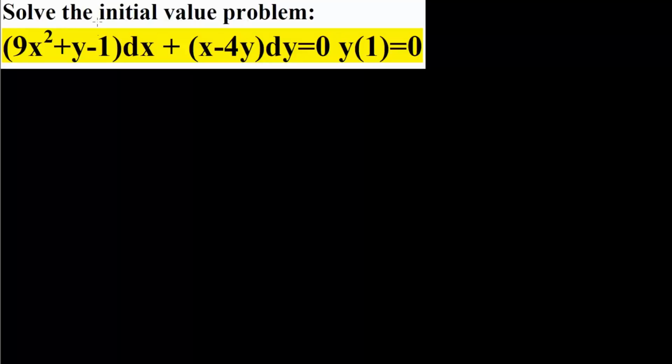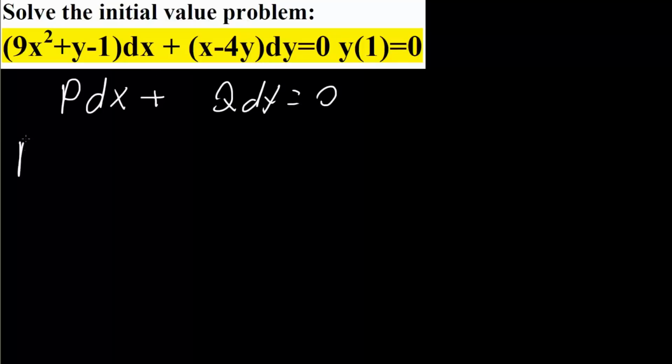Okay, in this video, we want to solve this initial value problem. This is a first order differential equation, and we will solve this question using the exact equation method. So for an exact equation, we say it's going to be p dx plus q dy is equal to 0. We say p would be for dx and q would be for dy.